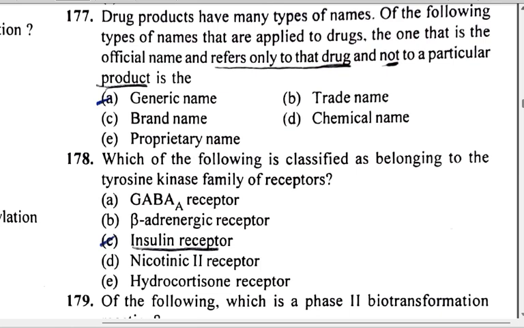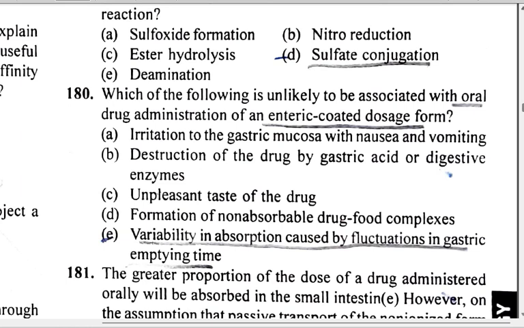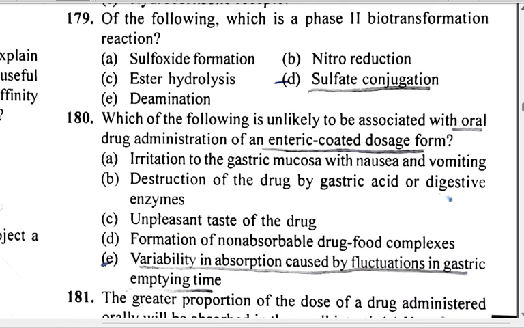Which of the following is classified as belonging to the tyrosine kinase family of receptors, that is insulin receptor? Of the following, which is phase 2 biotransformation reaction, that is sulfate conjugation? Which of the following is unlikely to be associated with oral drug administration of an enteric coated dosage form? That is variability in absorption caused by fluctuation in gastric emptying time.